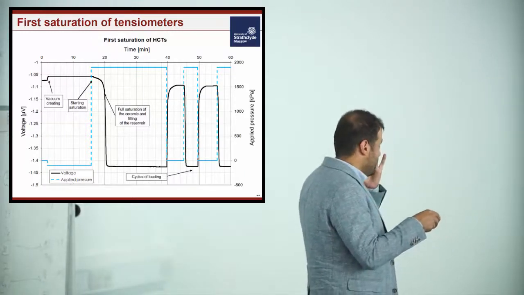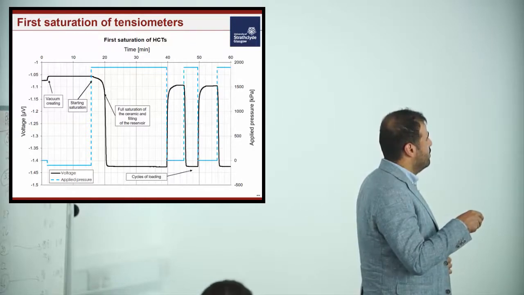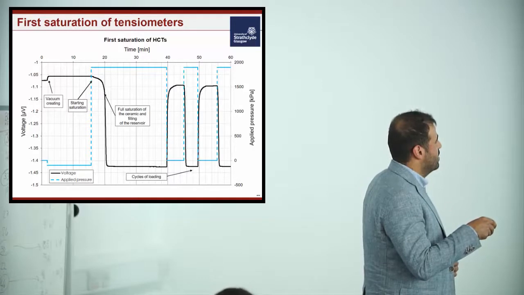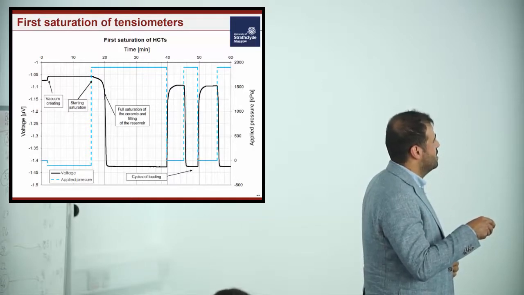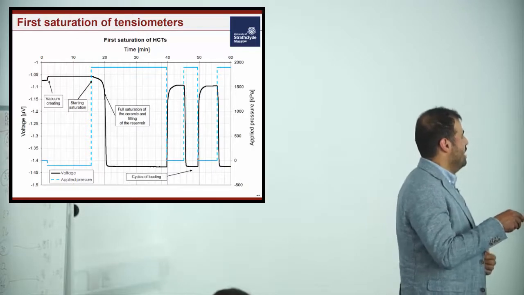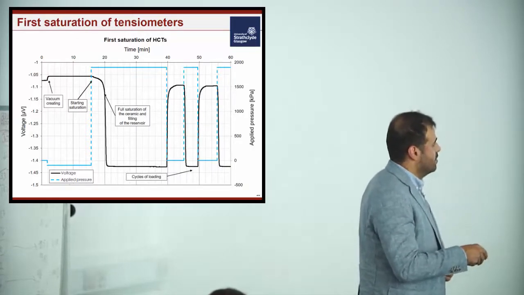This phenomenon was recorded, and as can be seen here, we got the evolution of the voltage in the tensiometers. At the beginning the tensiometer was dry, then we applied the vacuum inside for almost 15 minutes. At a certain point we started to apply the water pressure, and we see that the ceramic of the tensiometers started to be saturated.